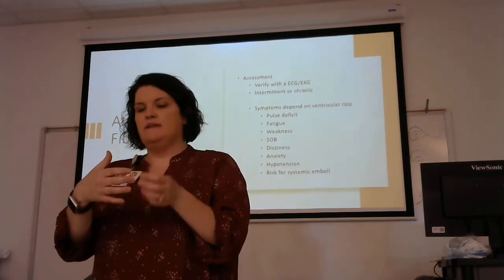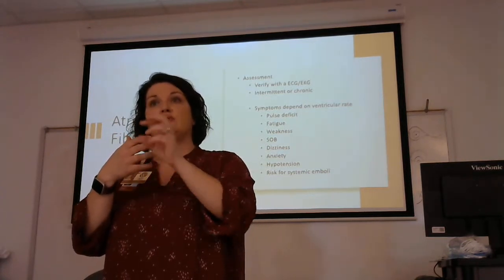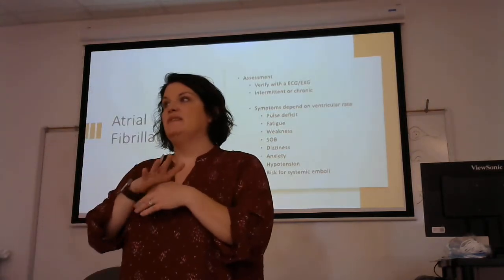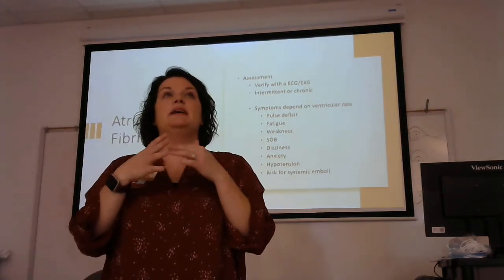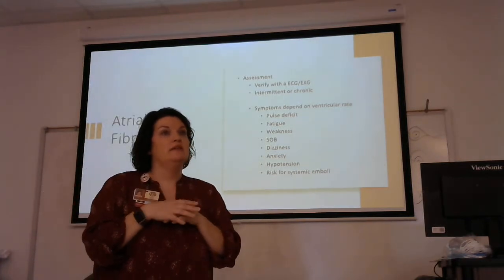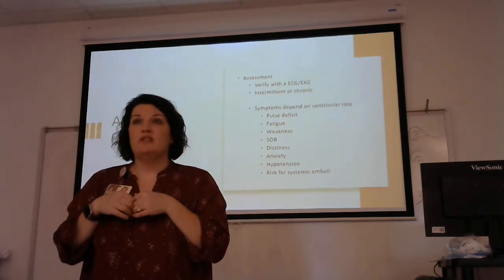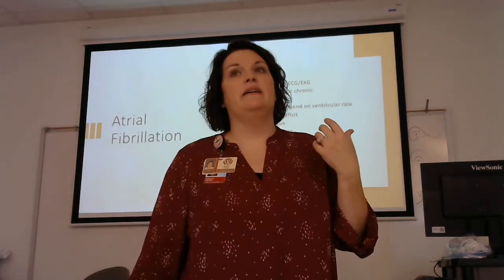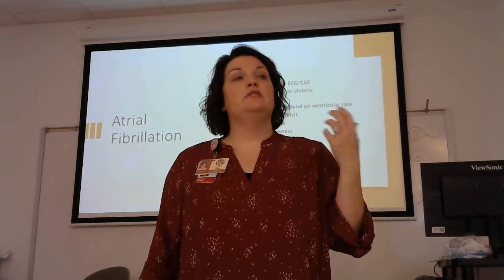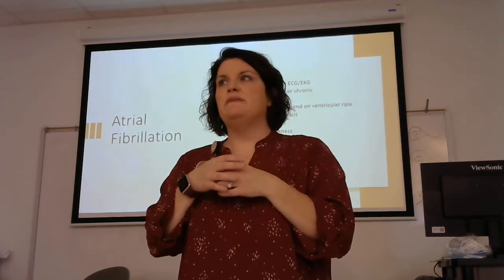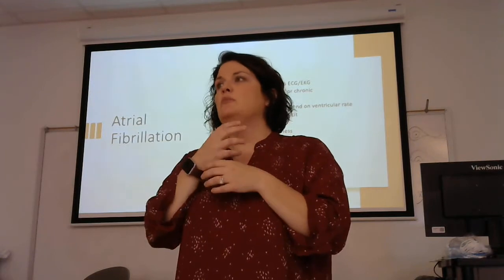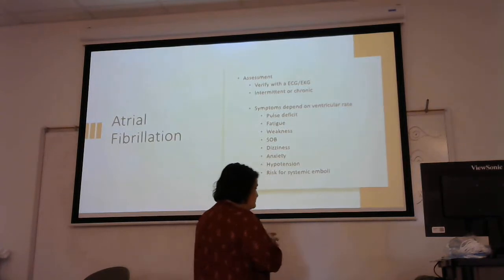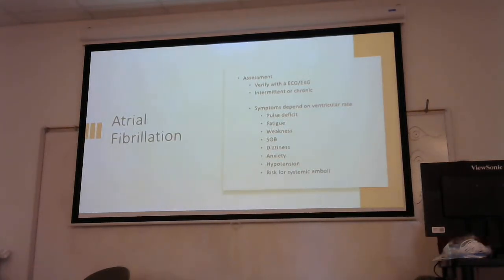Because what happens is, if for whatever reason that clot makes it out through the ventricles and goes to the body, wherever it ends up, let's say it ends up in the leg, what is that person going to have? DVT. Let's say it ends up in the brain, what is that person going to have? A stroke. If it ends up in the lung, what are they going to have? A PE. If it goes to the heart, what can they have? An MI. So you see why it's really important that people with AFib are on something to help keep their blood thin.